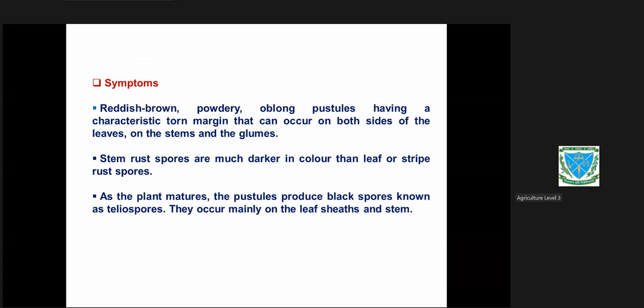So symptom, I don't want to say anything. So you see the black in the later stage. Early you can see reddish brown turn into black.